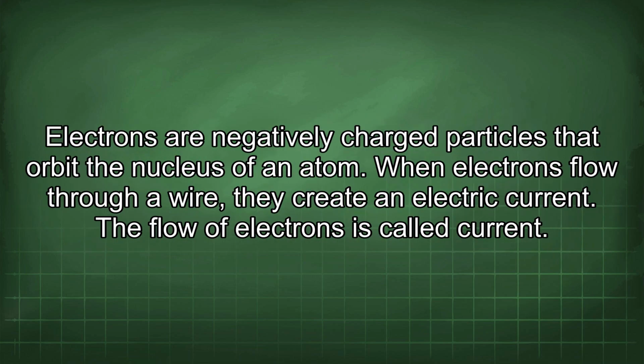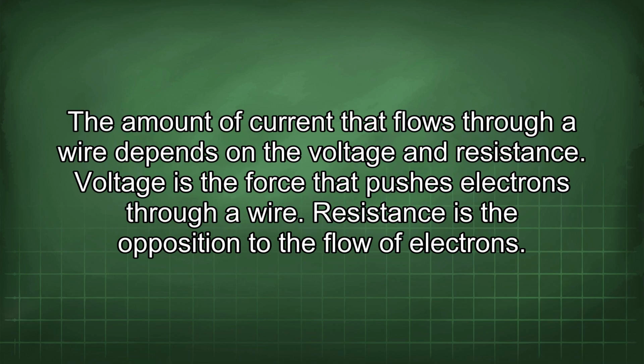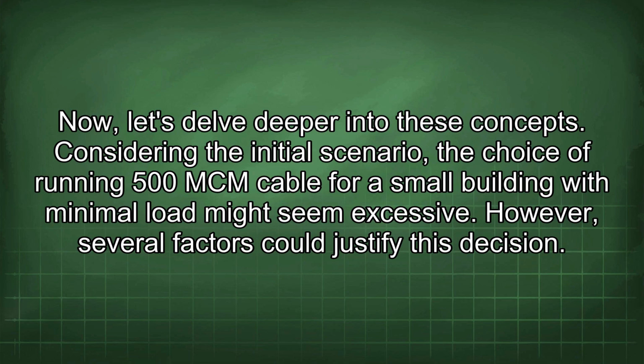Electrons are negatively charged particles that orbit the nucleus of an atom. When electrons flow through a wire, they create an electric current. The flow of electrons is called current. The amount of current that flows through a wire depends on the voltage and resistance. Voltage is the force that pushes electrons through a wire. Resistance is the opposition to the flow of electrons. Now let's delve deeper into these concepts.